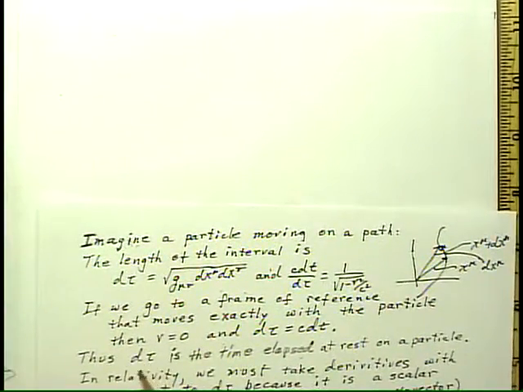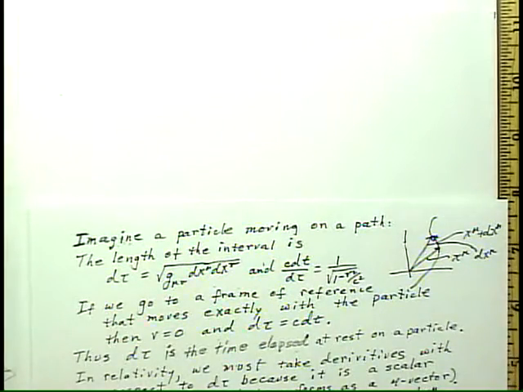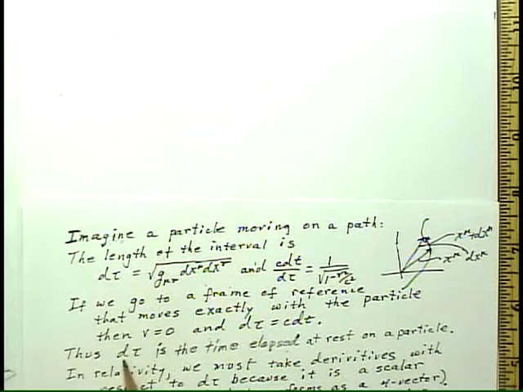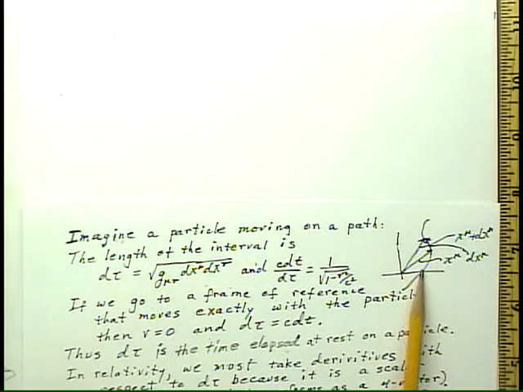If we go to a frame of reference that moves exactly with the particle, then velocity is equal to 0, and d tau, as we discussed previously, is c times dt. Therefore, we can say that d tau is the time that has elapsed at rest on a particle, using a clock that is at rest on a particle. So if we imagine a clock that sits on this particle as it moves around, d tau measures the infinitesimal time between one flash of light and another flash of light emitted by that clock.